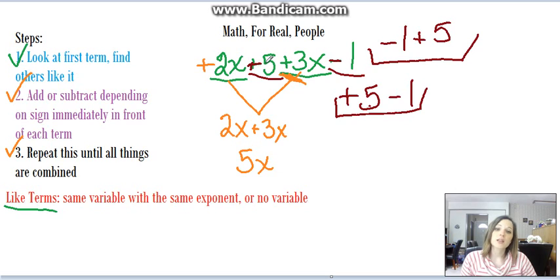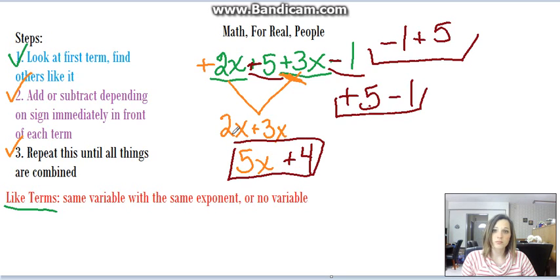And then you go ahead and combine them. And 5 minus 1 gives you 4, so plus 4. You check it. Can you combine these? Well, no, this has an x, this doesn't have a variable. So you're done. This is your final answer. You are all set. So let's try another one. If you didn't get this all the way, keep watching.